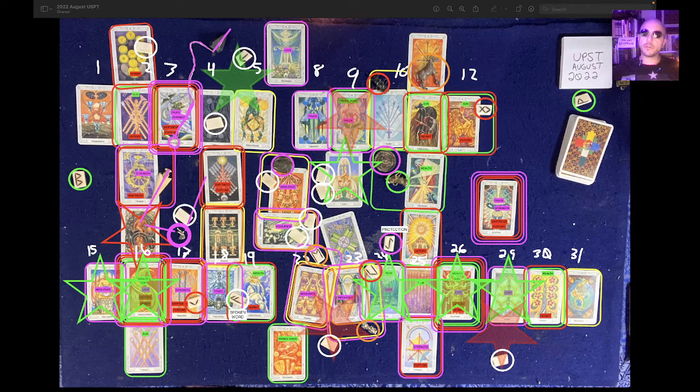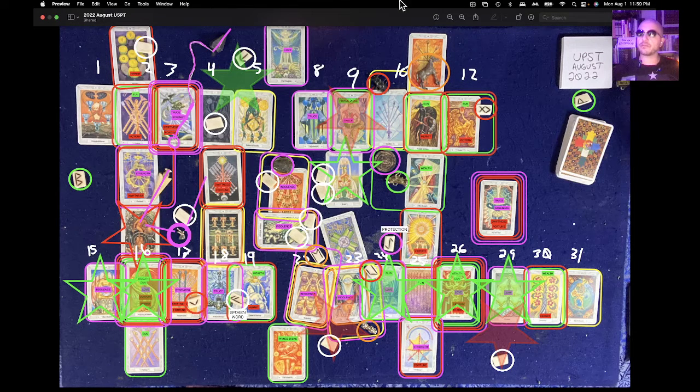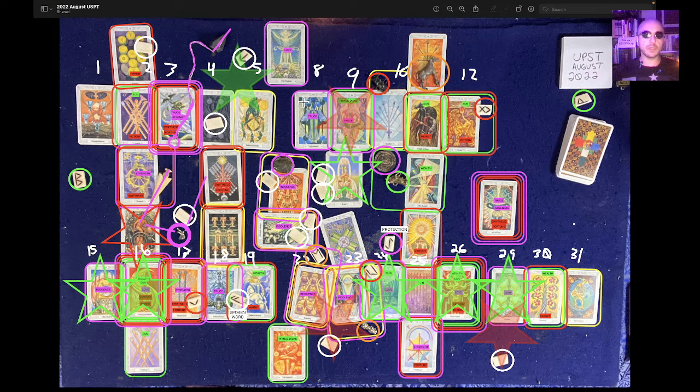This is the 1 month overview reading for UPST for the month of August 2022. It's currently August 1st, 11:59 p.m. Eastern Time. So the overall theme and behavior, we have a profit taking from an overbought crest, and it's crossed with an opportunity to position oneself in both directions.